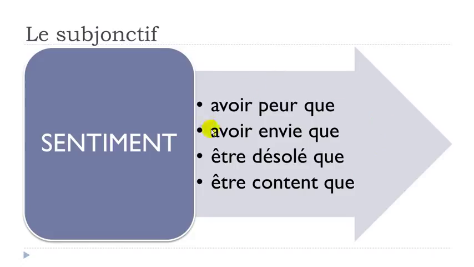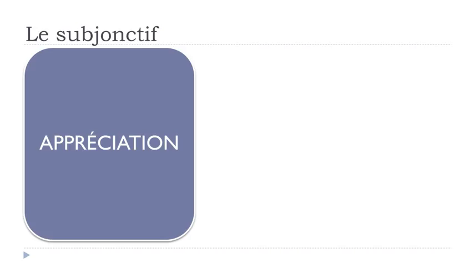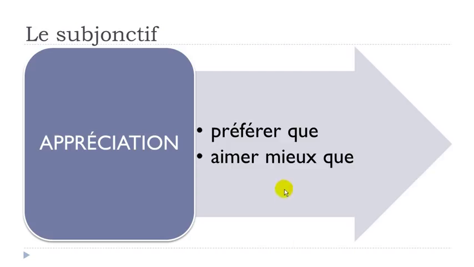For these structures, you should make a subjunctive after. So they should be followed by une forme subjonctive. Okay, and then let's see une appréciation. Une appréciation, for instance, we could have préférer, to prefer, préférer que. Okay, aimer mieux, mieux is better. Aimer, to like or to love, better that. Okay, aimer mieux que, and then these structures should be followed by une forme subjonctive, okay?